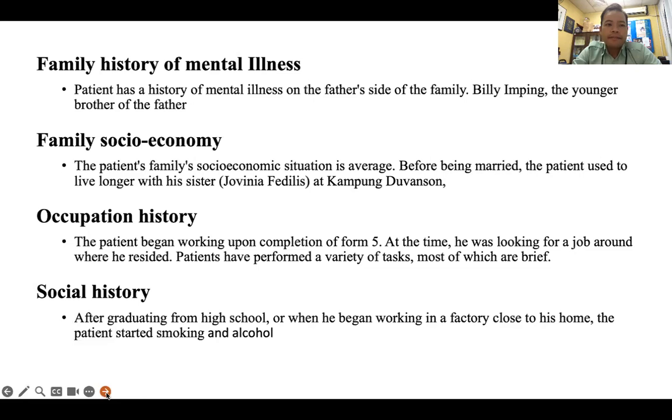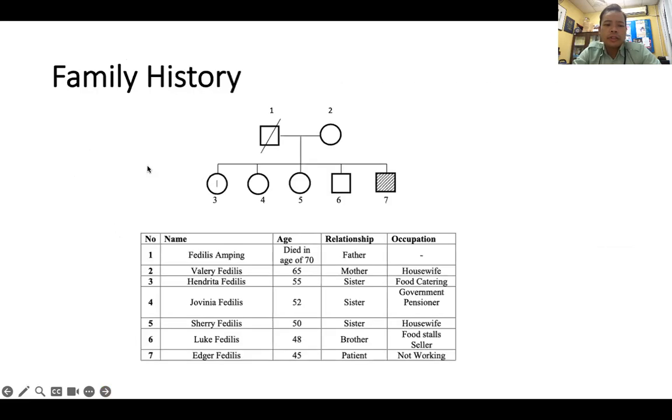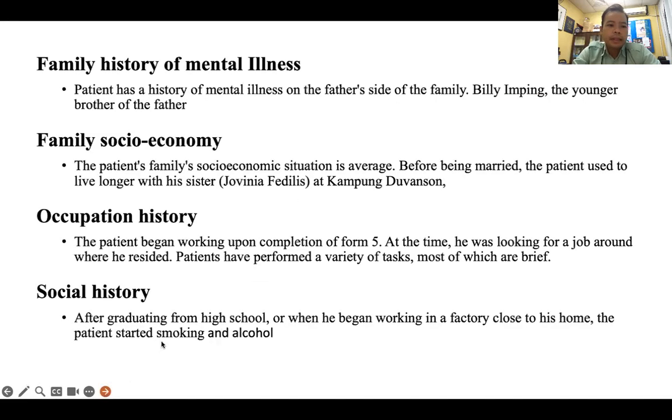And apart from that, there is a family history of mental illness. The patient has a history of mental illness on the father's side of the family. Family socio-economy: the patient's family socio-economic situation is average. Before being married, the patient used to live longer with his sister at Kampong Dovanson.